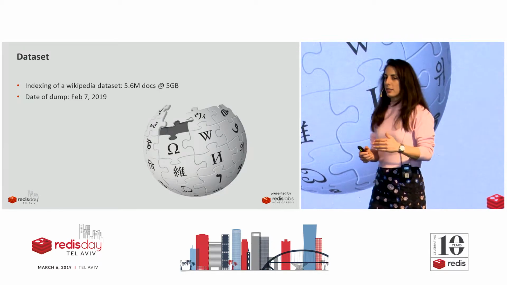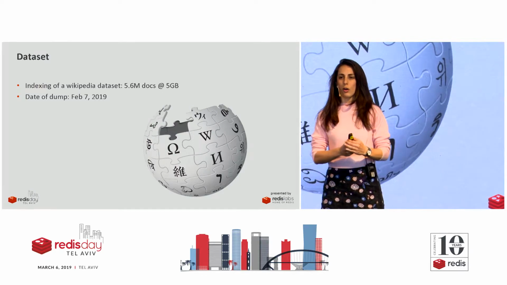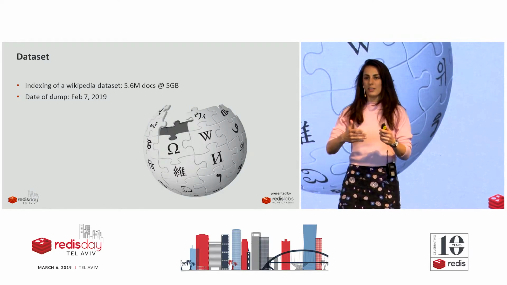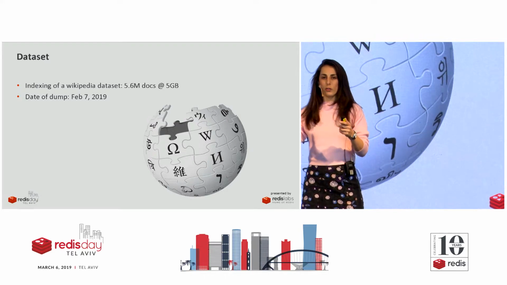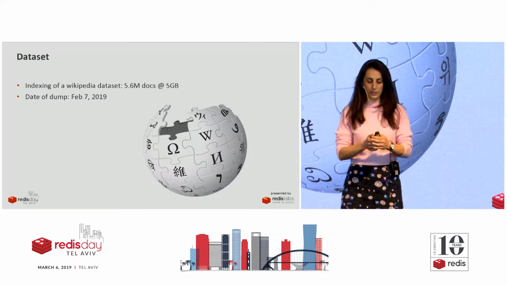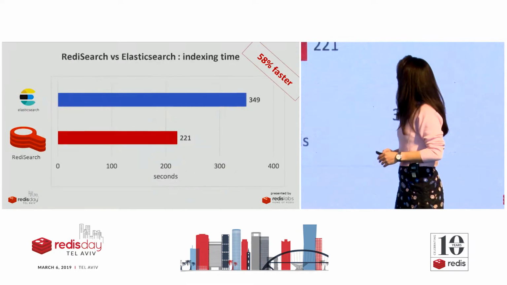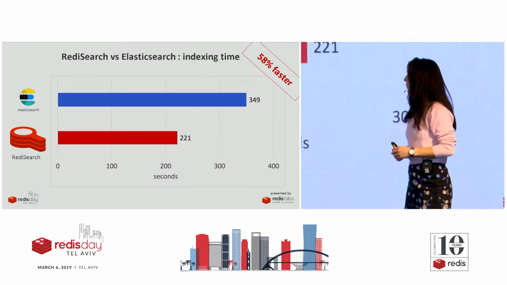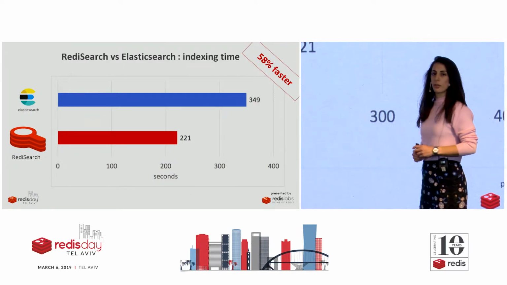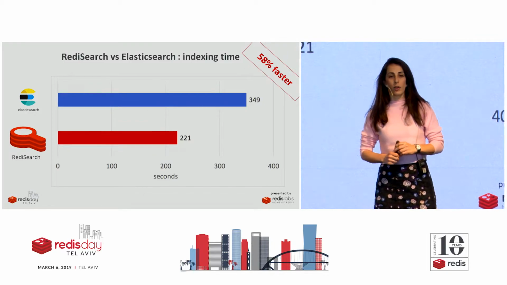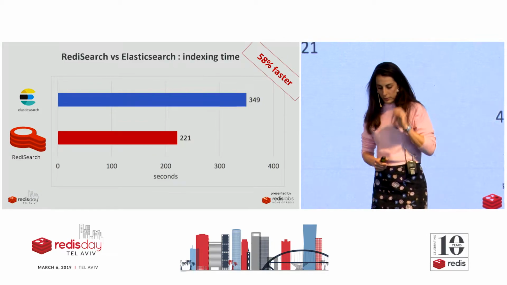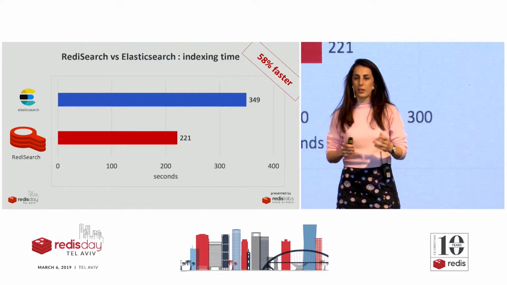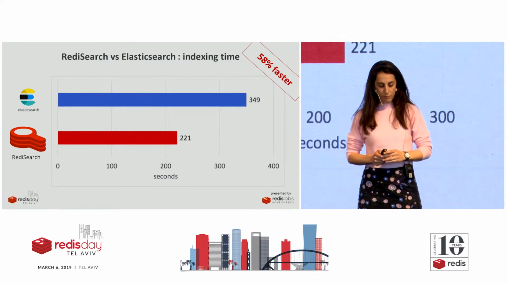So the index is basically you have a bunch of words and you are building an inverted index for each word, which document is the word contained in. And what we've seen is that for Elasticsearch, building the index took 349 seconds, and for Redis Search, it took 221 seconds. So it's about 58% faster. And that's exciting.